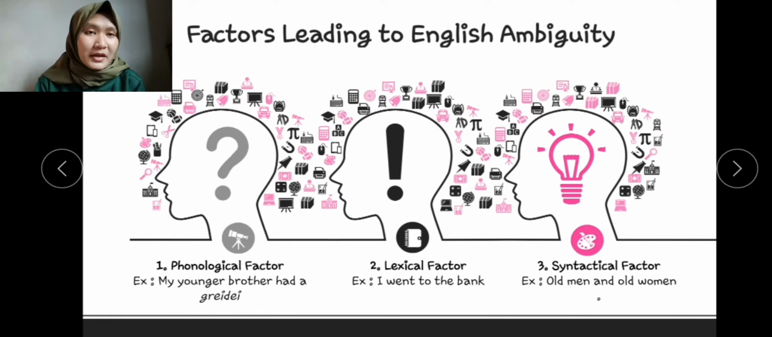In the lexical factor, we have two parts. The first one is polysemy. Polysemy: once a word which has more than one meaning appears in the sentence, ambiguity tends to happen. It is also called polysemy, which may exist in nouns, verbs, adjectives, and so on. For example, I went to the bank.